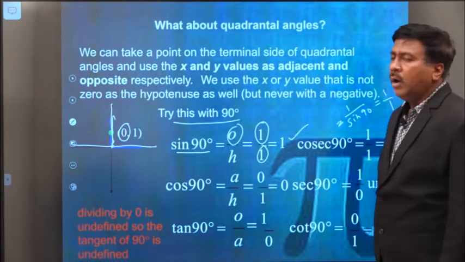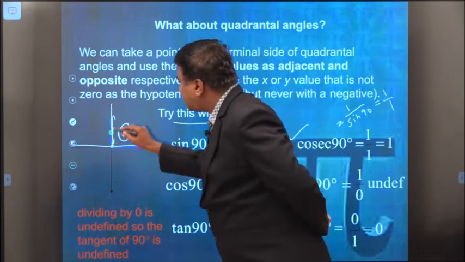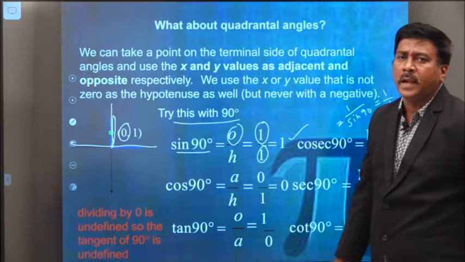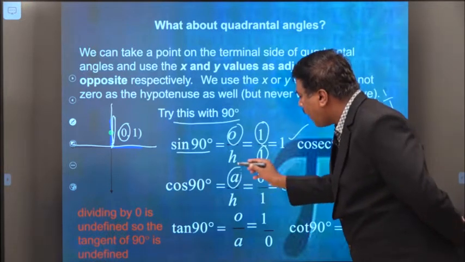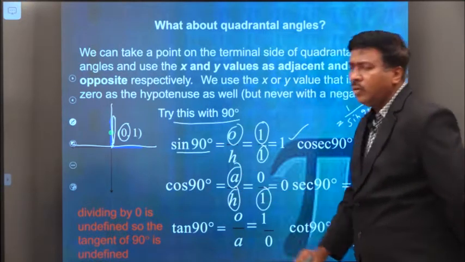Now similarly, cos 90 degrees. For this we need the adjacent side. What is the formula for cos? Cos is adjacent side by hypotenuse. Then cos 90 is equal to adjacent side by hypotenuse, and because this is the unit circle, the hypotenuse value is equal to 1.